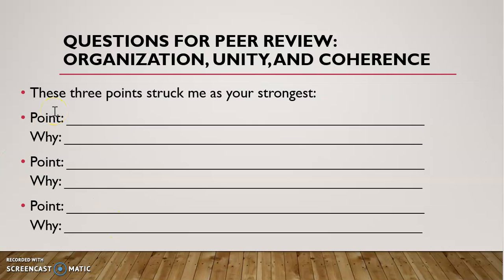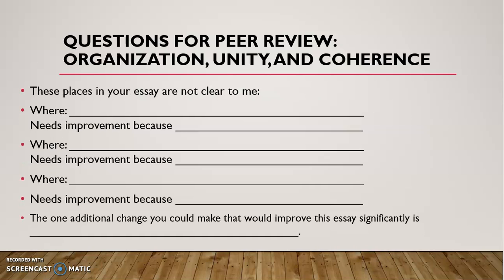The framework tool continues with 3 points that struck the reviewer as strongest. Then you'll see places in the essay that were not as clear and why they need improvement. And then it ends with one additional change you could make that would improve your essay significantly. So these are some overall general framework questions that can be asked in a peer review for improvement to an essay.